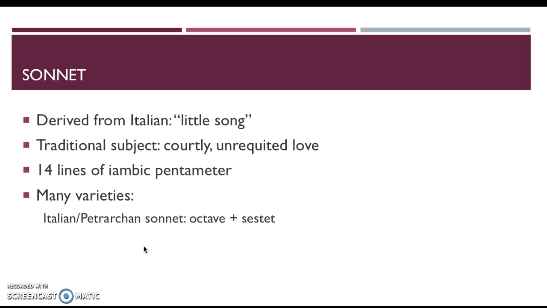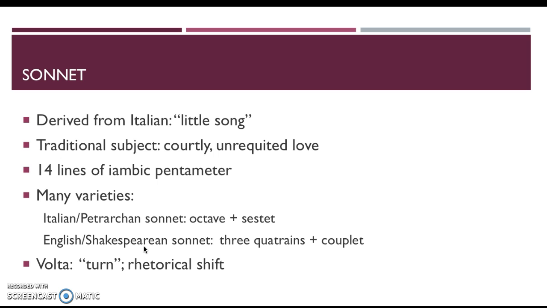The Italian sonnet, based on the poet Petrarch, consisted of an octave, or 8 lines, plus a sestet, 6 lines, so 8 plus 6. Whereas the English or Shakespearean sonnet broke down into 3 quatrains, in other words, 3 sets of 4 lines each, plus a final couplet. There are other varieties too, and other ways to experiment with rhyme scheme and meter, but these are the two most popular.